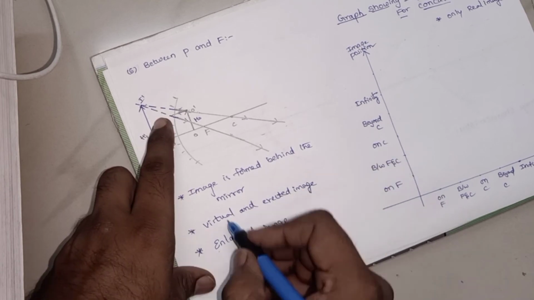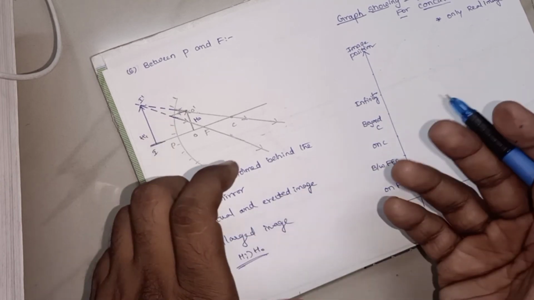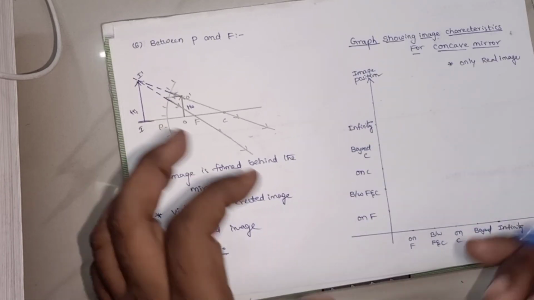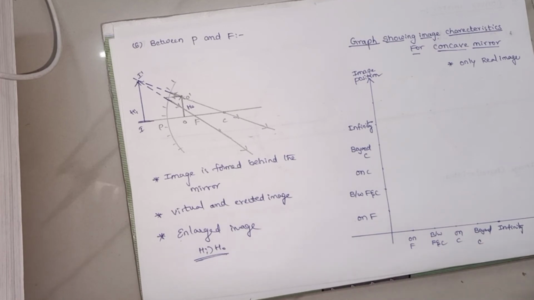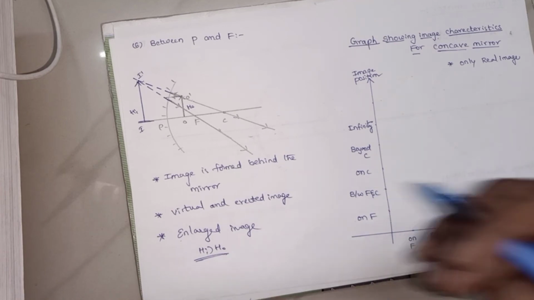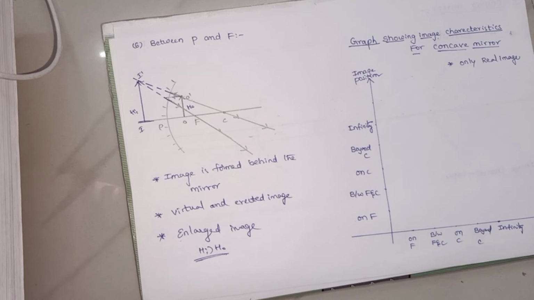So virtual image and real image, both types of images are formed in the concave mirror, but in case of the virtual image it will be the enlarged image. This thing you should remember, children. The virtual image which is formed by the concave mirror is the enlarged image.